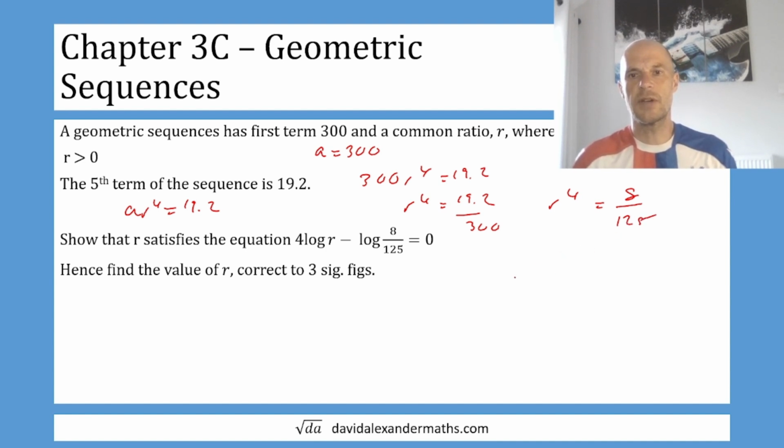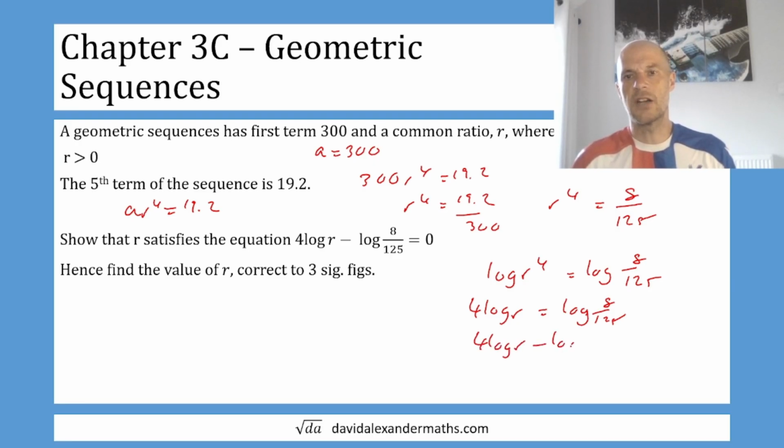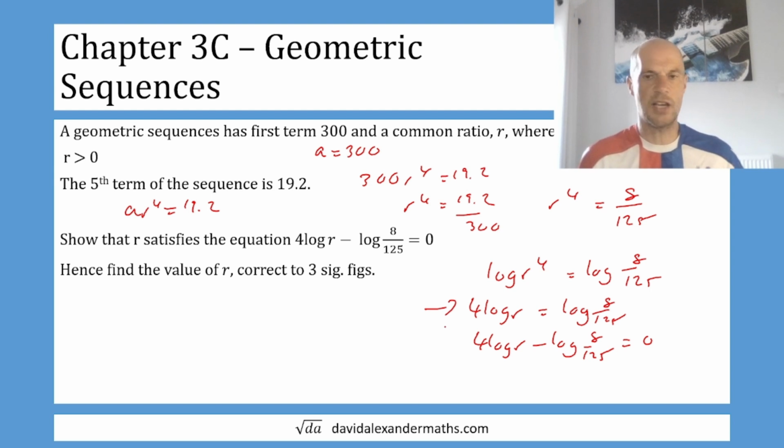Okay, so what we need to do is take logs here. So log R to the 4 is log 8 over 125. With log laws, we can bring the power down to the front. So 4 log R equals log 8 over 125. So therefore 4 log R, take away log 8 over 125 is 0 as required. So now we need to find the value of R. I'm actually going to use this equation here.